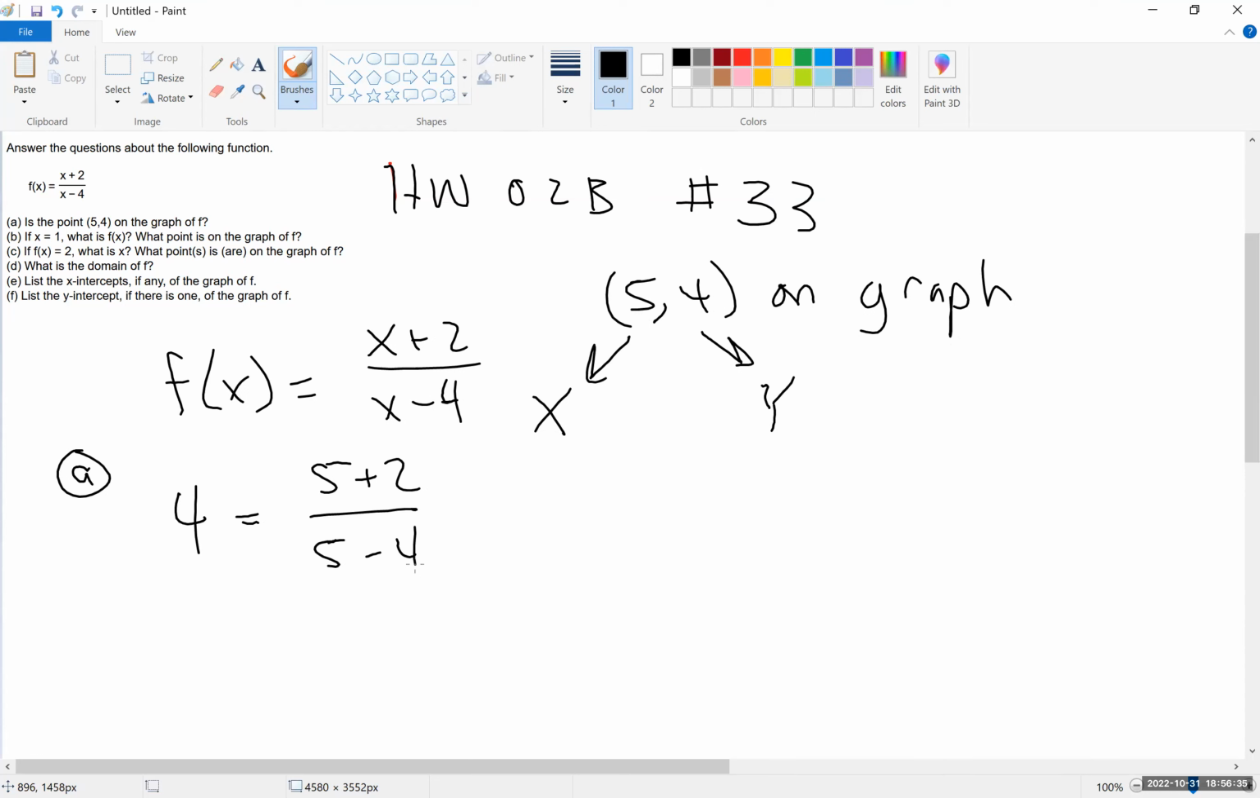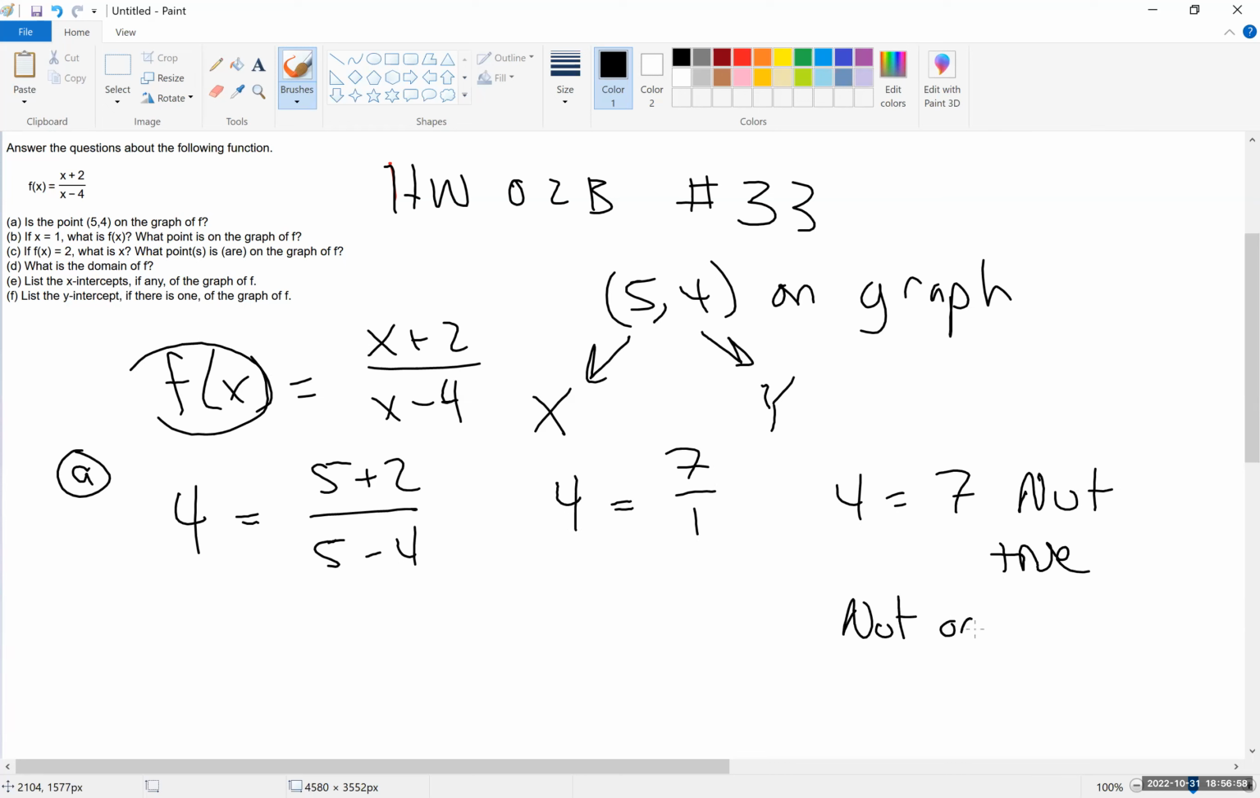Right? Everywhere we see x, we write 5 because that's what the ordered pair says. And everywhere we see y, we write 4. Is that a true statement? Is 4 equal to 7 divided by 1? Is 4 equal to 7? No, this is not true. If it's not true, it's not on the graph. Okay, that's how it works.